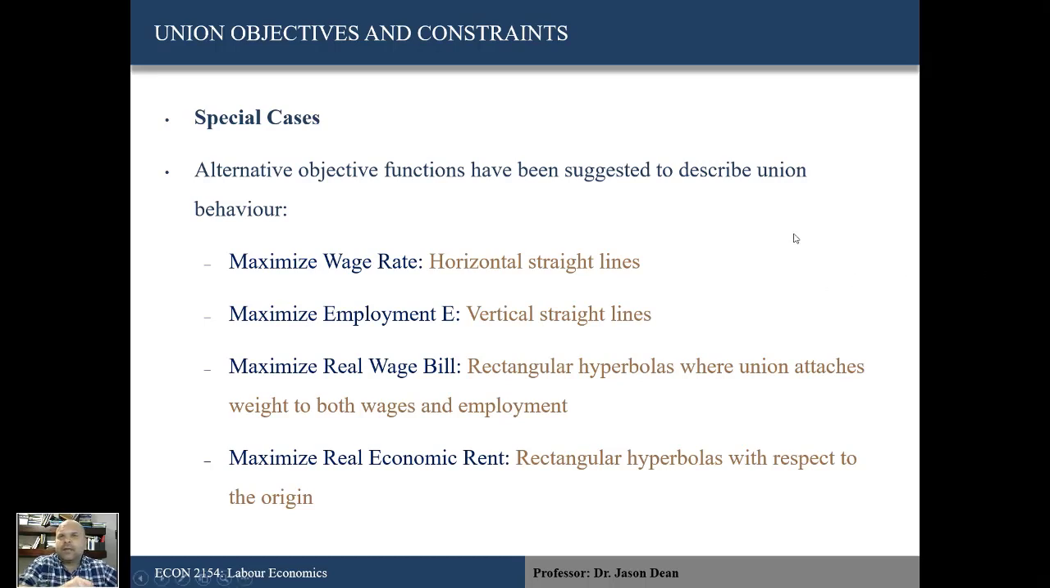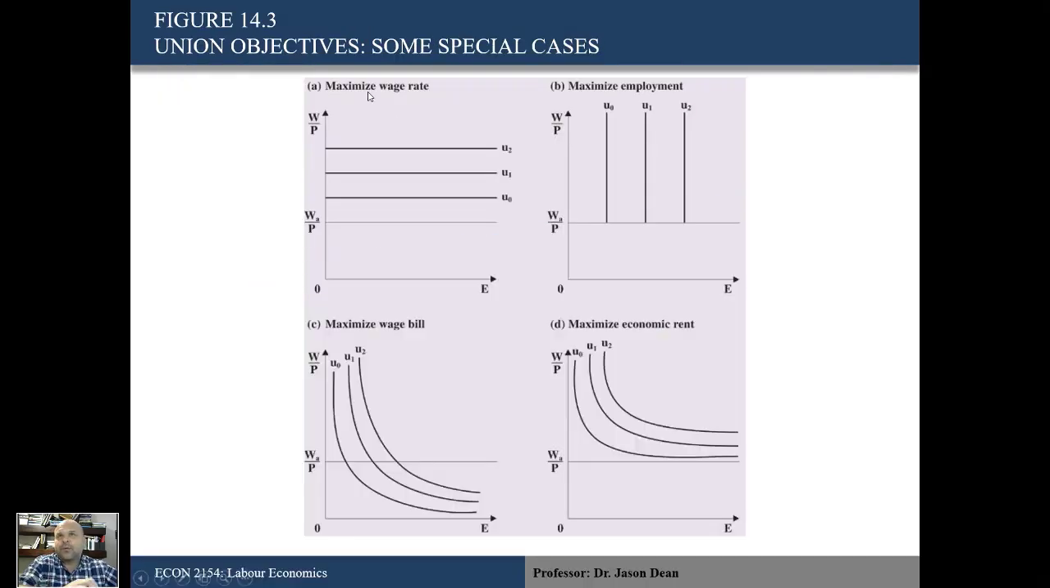So let's take a look at these on a diagram. This is the first one where the union just cares about maximizing the wage rate, and so the indifference curves would just be horizontal. Okay, so all they care about is the wage. So it doesn't matter what employment is. Employment could increase a lot, but we'll just be moving along the iso-utility curve, and it would be unchanged because all they care about is the wage.